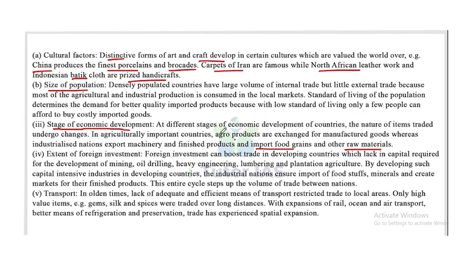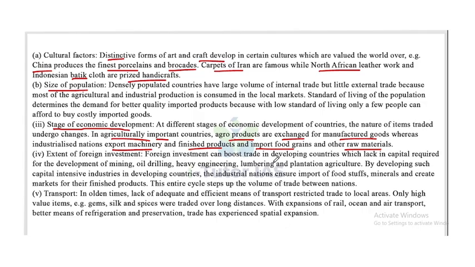At different stages of economic development of countries, the nature of items traded undergoes changes. In agriculturally important countries, agro products are exchanged for manufactured goods, whereas industrialized nations export machinery and finished products and import food grains and other raw materials.